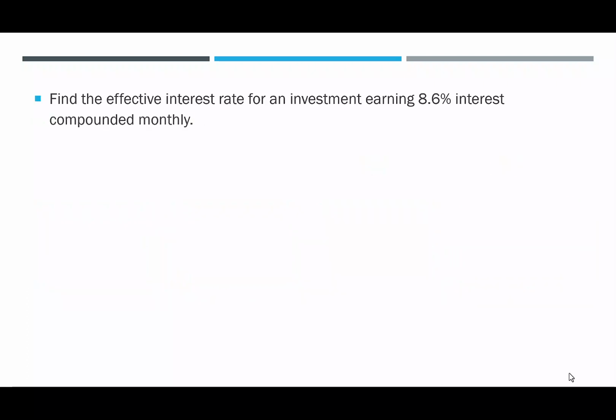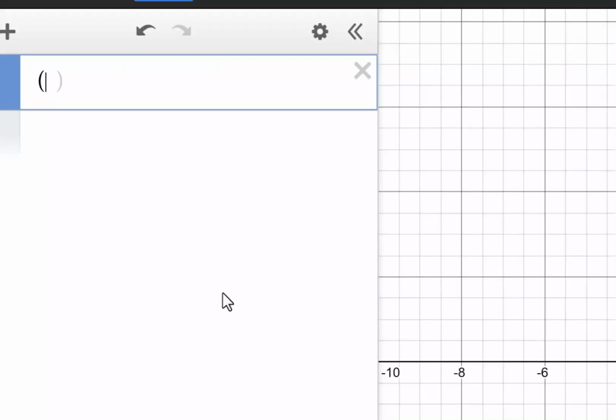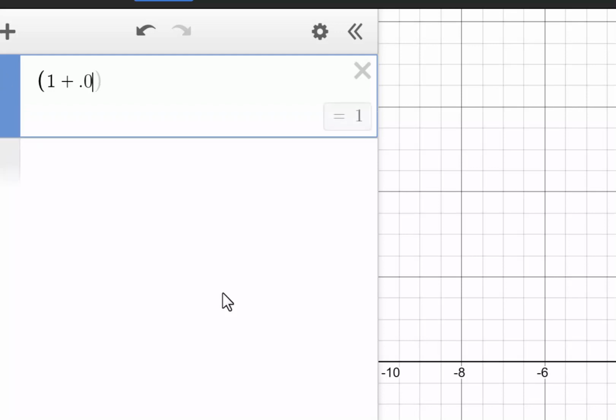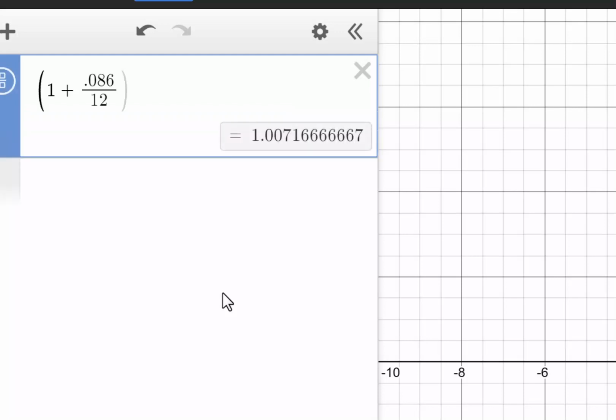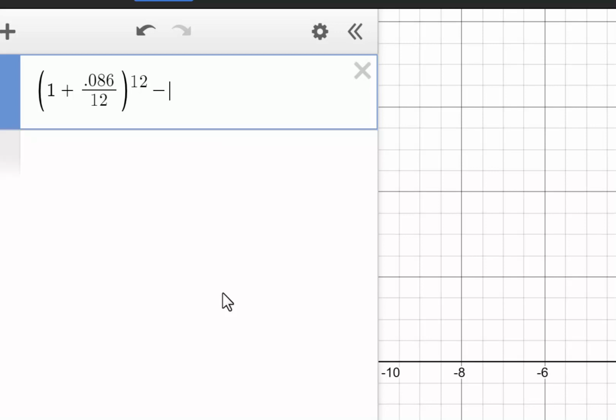Let's find the effective interest rate for an investment earning 8.6% interest compounded monthly. Here our R is 0.086 and our N is 12. Our formula, R sub E, is equal to 1 plus 0.086 over 12 to the 12 minus 1. In the calculator, we put 1 plus 0.086 divided by 12, go outside the parentheses, close the parenthesis, exponent of 12, then make sure you get outside of the exponent before you subtract 1.